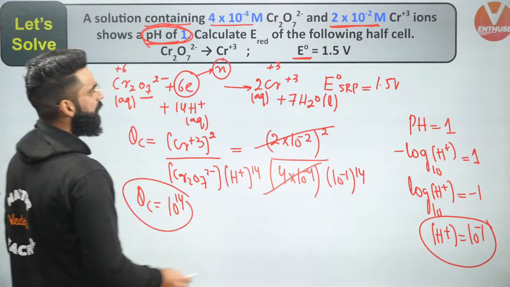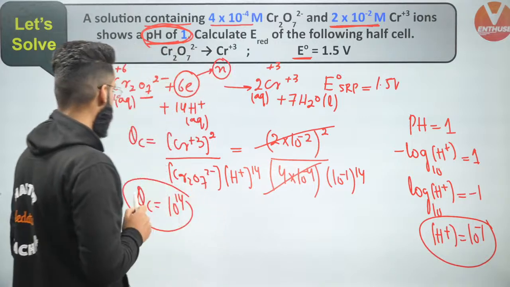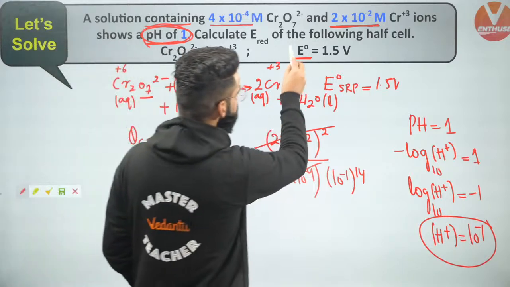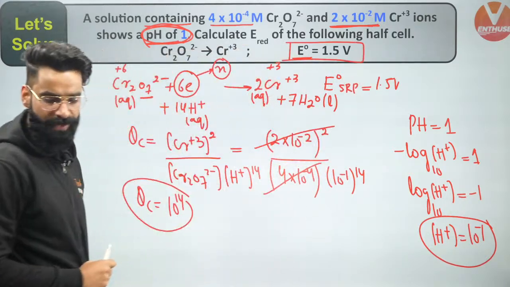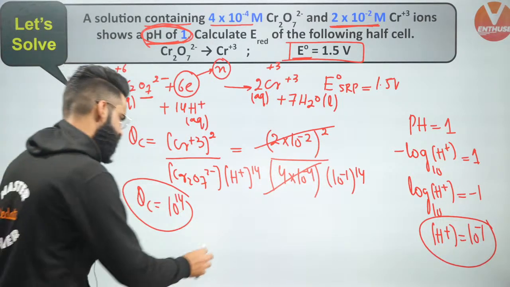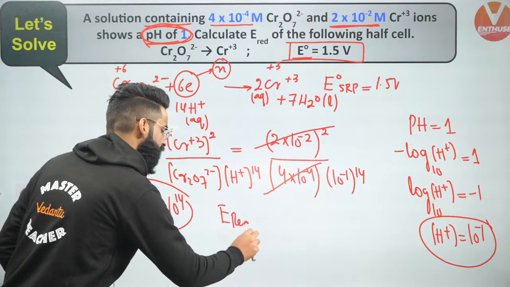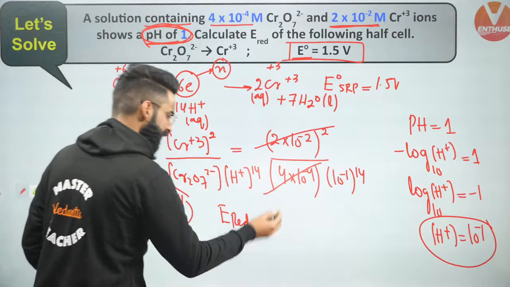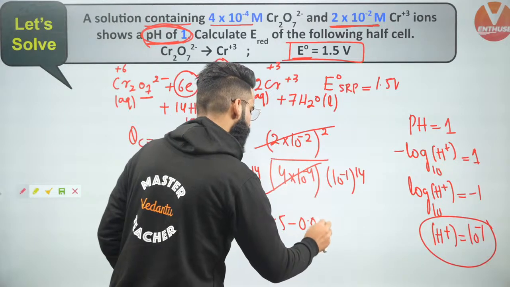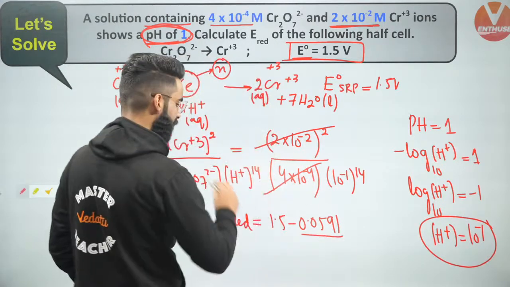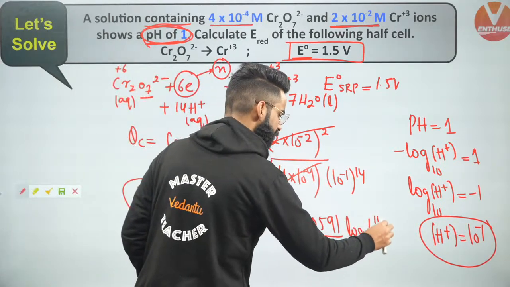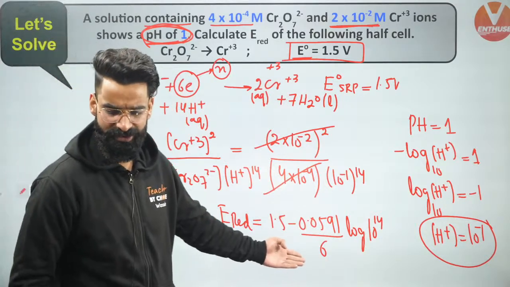People, I got the Qc value and I know the value of n. Now it's high time to use the standard reduction potential, which is already given to me right here. I am going to use the Nernst equation. The reduction potential of the electrode whose cell reaction this is, is going to be the standard reduction potential of the same electrode, which is 1.5, minus 0.0591 divided by the n value, which is 6, times log of the Qc value, which is 10 to the power 14. We just need to solve this.